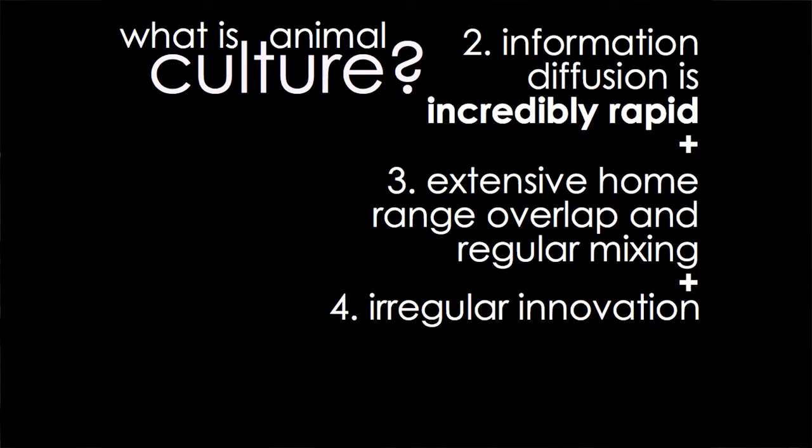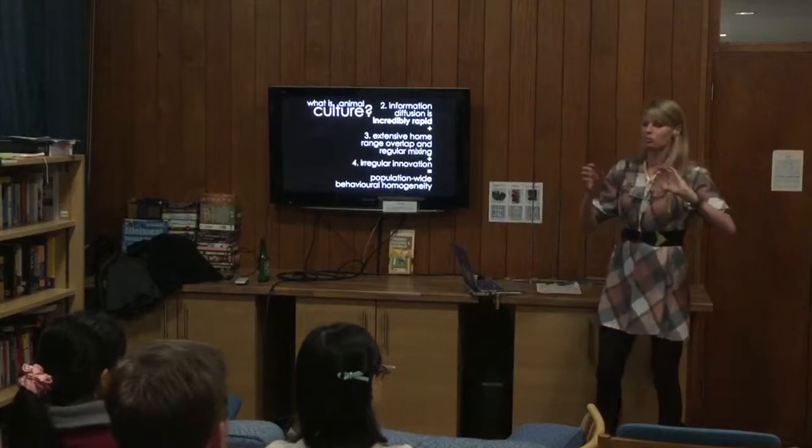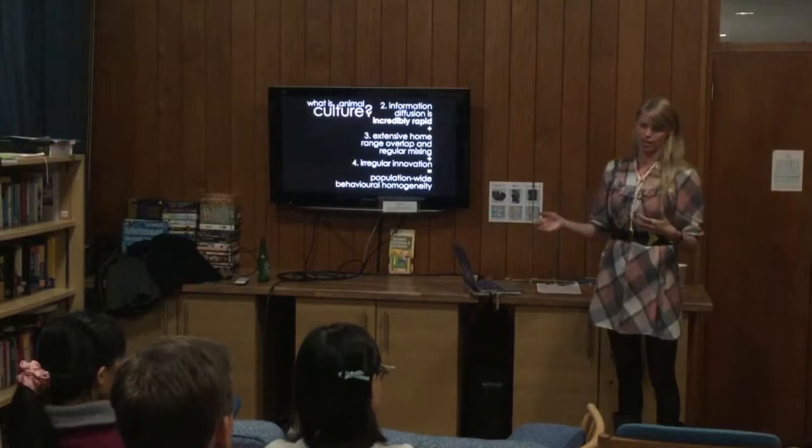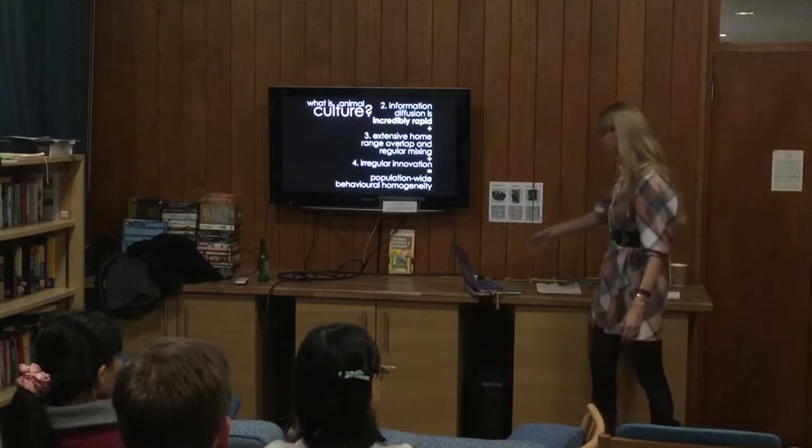Okay, so a combination of incredibly rapid information diffusion, extensive home range overlap, and irregular innovation leads to population-wide behavioural homogeneity. So it means that at least within a population, it's very difficult to say that there are differences between groups, and so I think nobody looks between populations.